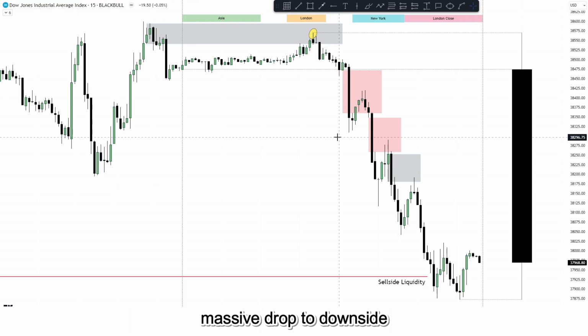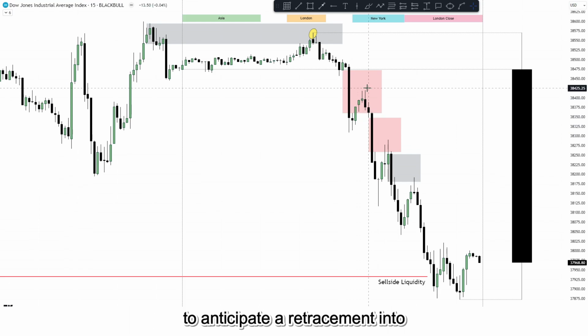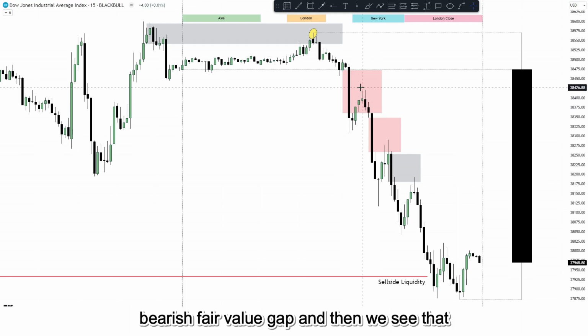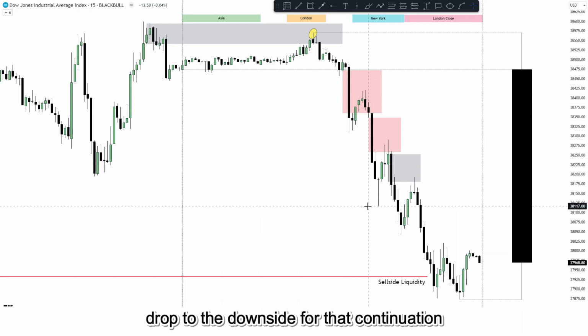So we can clearly see London session came up higher, created this high, then seen this massive drop to the downside. So coming into the New York session, I want to anticipate a retracement into an inefficiency for that continuation. And as you can see here, we retraced into this bearish fair value gap, and then we've seen that drop to the downside for that continuation.